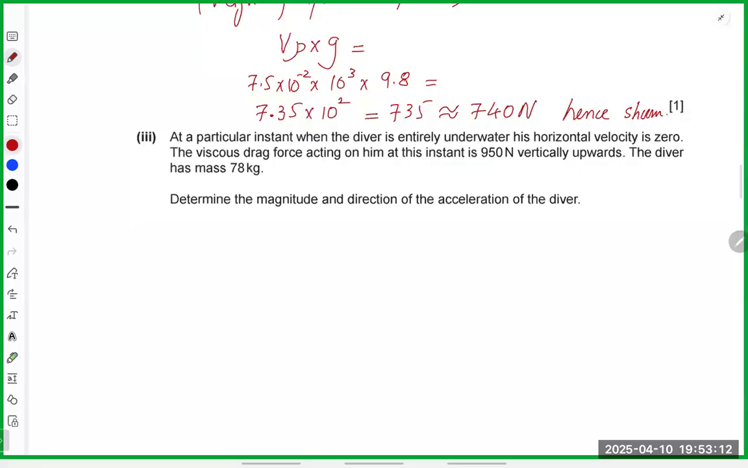At a particular instant, when the diver is entirely underwater, his horizontal velocity is zero. The viscous drag force acting on him at this instant is 950 Newton, vertically upward. The diver has a mass of this many kg. Determine the magnitude and direction of acceleration of the diver.